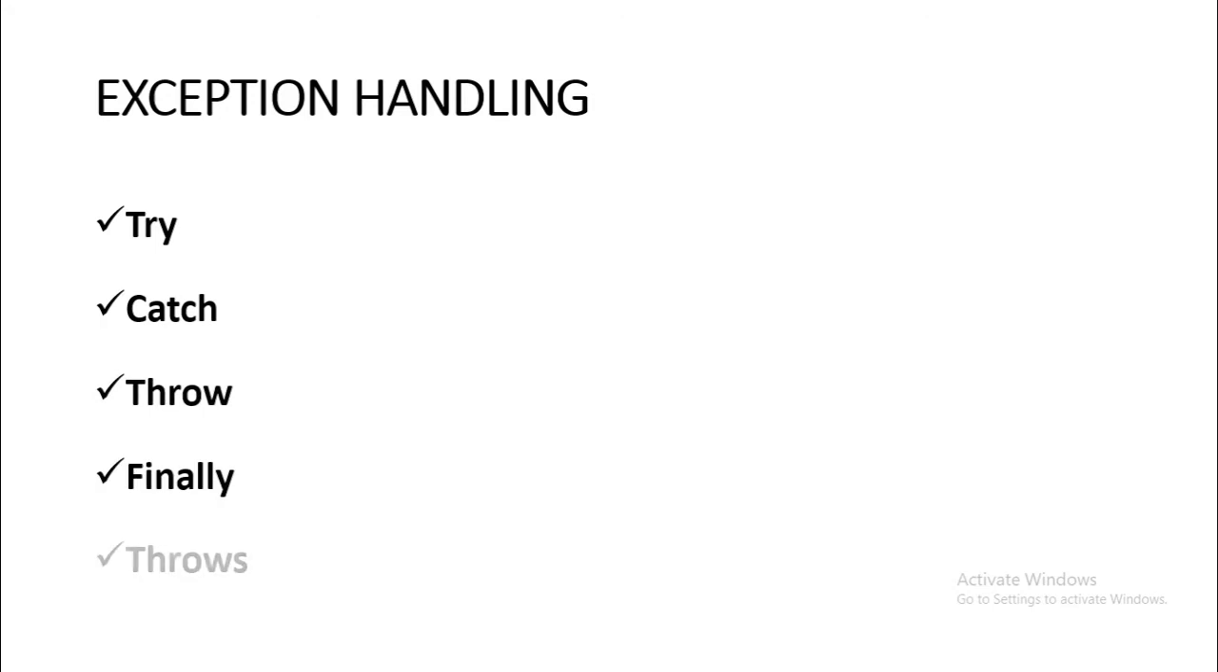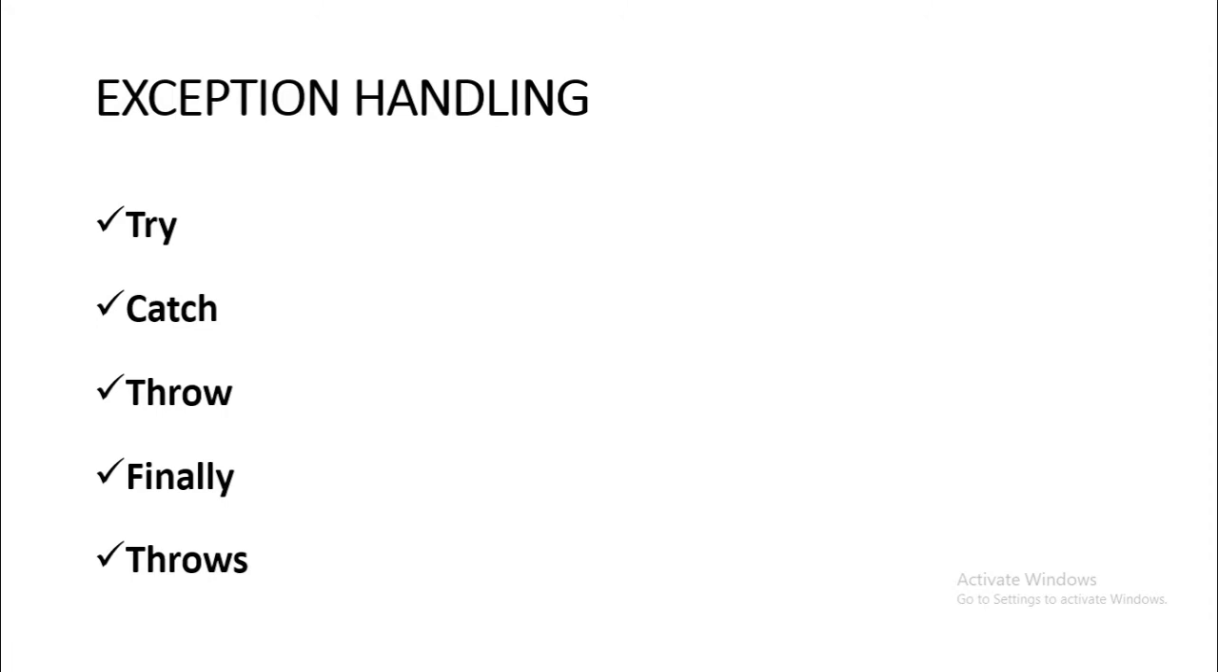Now let us see about exception handling. In Java, the exception is handled by the following keywords: try, catch, throw, finally, and throws. If you think that a particular code is going to make an error, that particular code is kept inside the try block. While executing, if this particular code is going to make any exception, that exception is caught by the catch block and is handled by the catch block.